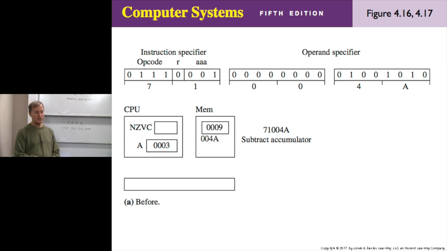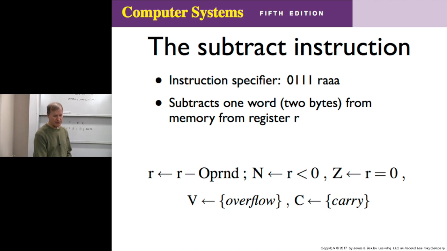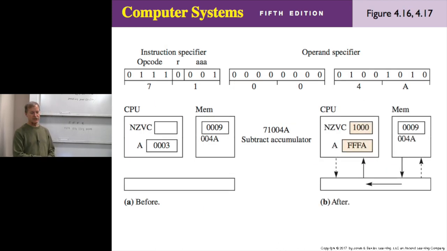So now, what are we doing? We're taking 3 minus what? 9. 3 minus 9, right? We're subtracting 9. So what should we get? Negative 6. Are we taking 3 minus 9 or 9 minus 3? I think we're taking 3 minus 9, aren't we? Let's go back. It's R, the register minus the operand. So what's 3 minus 9? Negative 6. So negative 6 is FFFA. Is everybody clear on subtract?